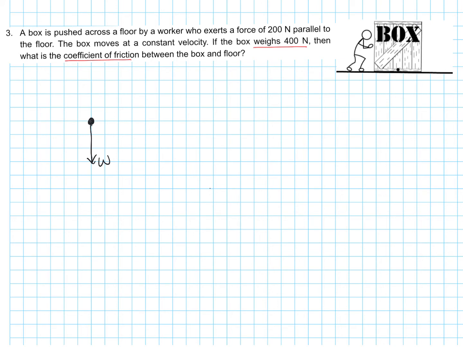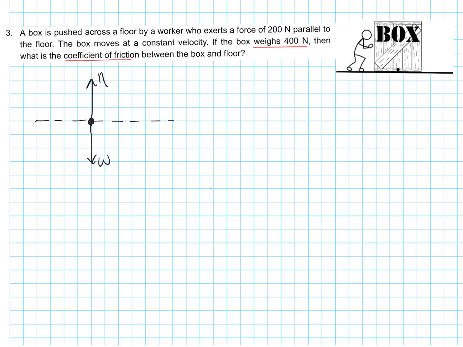Now the box is sitting on a surface, so the surface is going to exert a reaction force to keep the box from sinking down into it. And that reaction force is called the normal force. And the normal force acts perpendicular to the surface. That's what the word normal means. Normal means perpendicular. So I'll give it a little dotted line just to show that that's where the surface itself is.